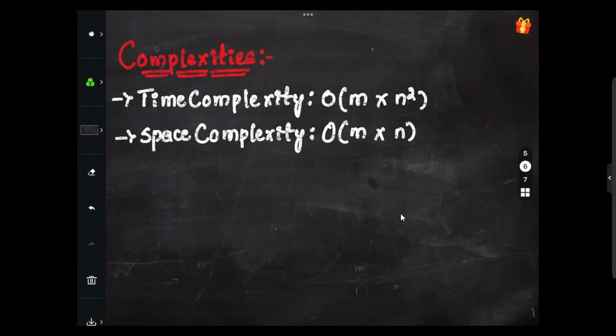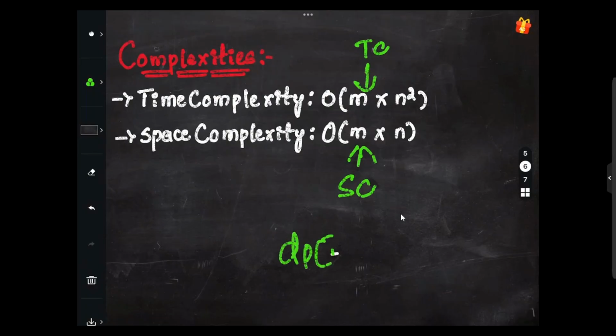We are given the constraints, and accordingly the constraints are safely small, nothing but m less than or equal to 10 and n less than or equal to 1000. In the worst case it would be big O of m into n square time complexity. What would be the space complexity here? The space complexity would be big O of m into n due to the dp table.